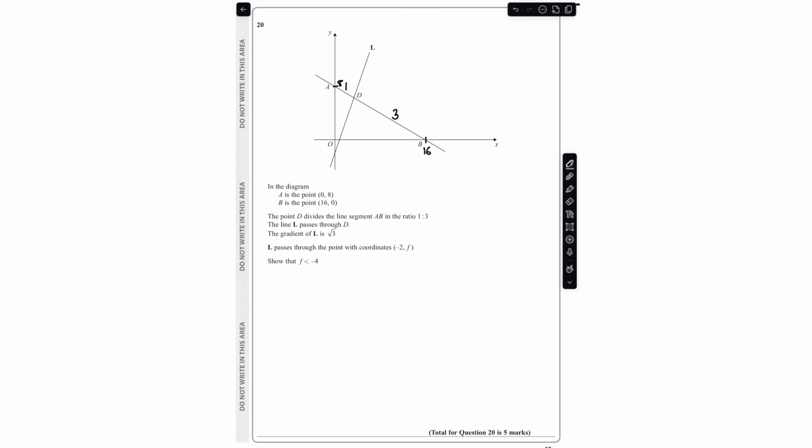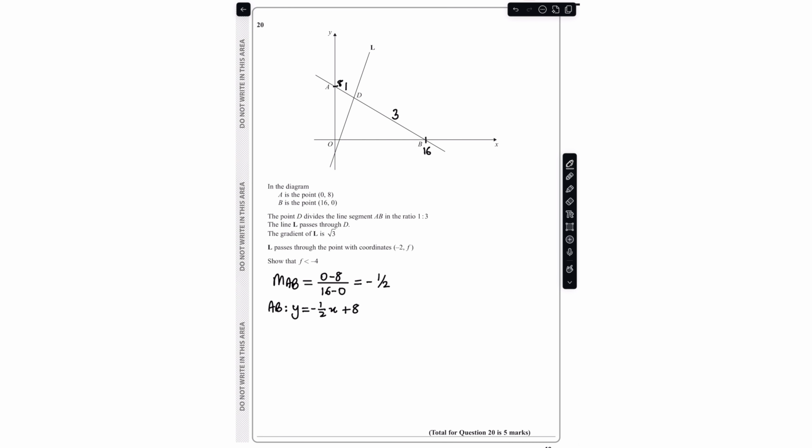The next step is to determine the equation of line AB, and in order to do that, we need a gradient of line AB. So the gradient of line AB equals the change in y, which is 0 minus 8, over the change in x, which is 16 minus 0, and that equals -1/2. So the equation of line AB is y equals -1/2 x plus 8.